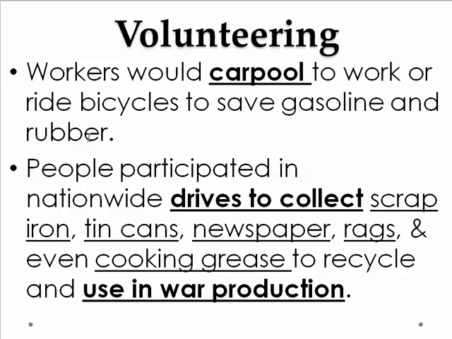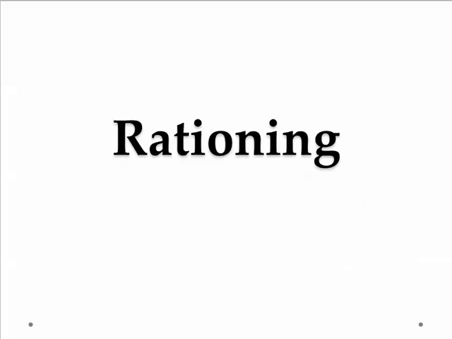Gasoline and rubber will be rationed, but the volunteer part of it is the carpool, where people carpooled and rode bicycles, out of necessity, but also to volunteer. People are also going to participate in nationwide scrap drives, whether it be scrap iron, tin cans, newspaper, rags, or even cooking grease. Anything that could be gotten up and recycled to be used in the war effort. These are voluntary things that were going on, these drives to get the scrap iron and all, and we'll look at that in a few minutes. And it was part of rationing, but it's volunteer rationing.